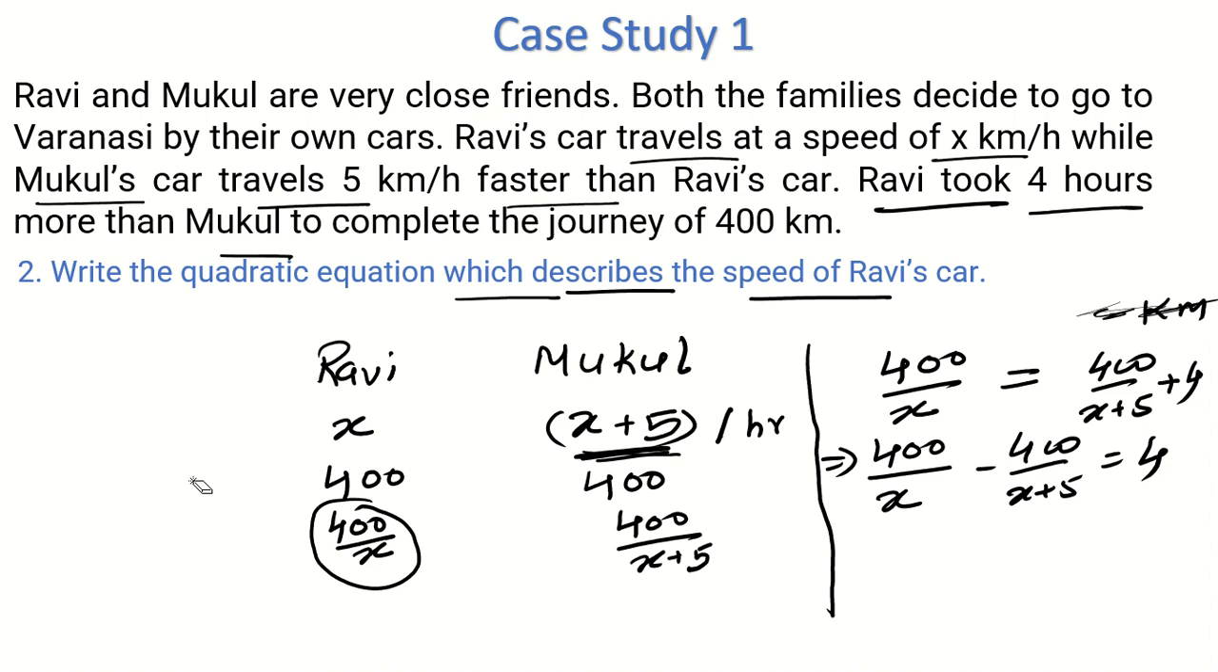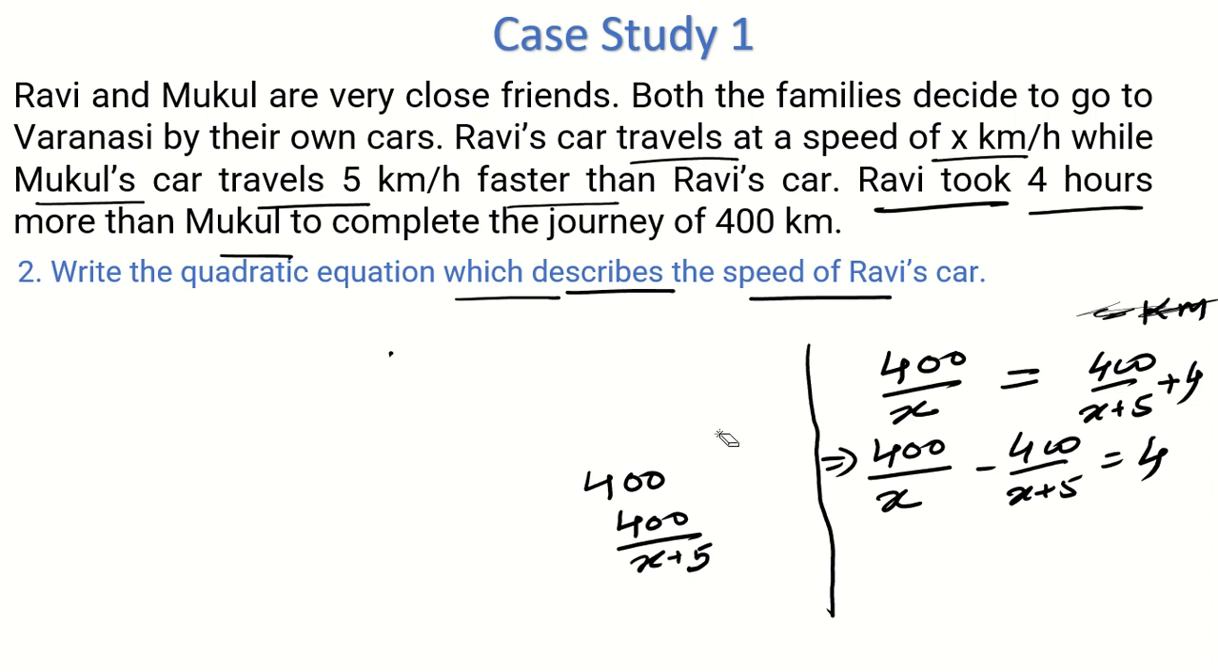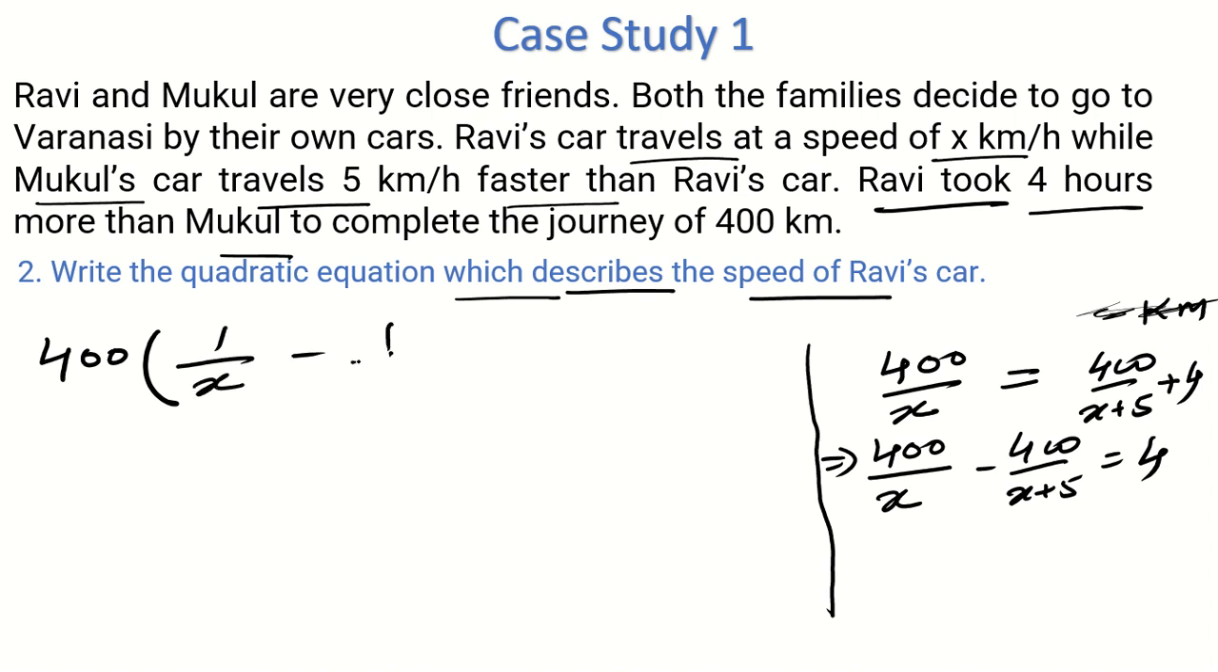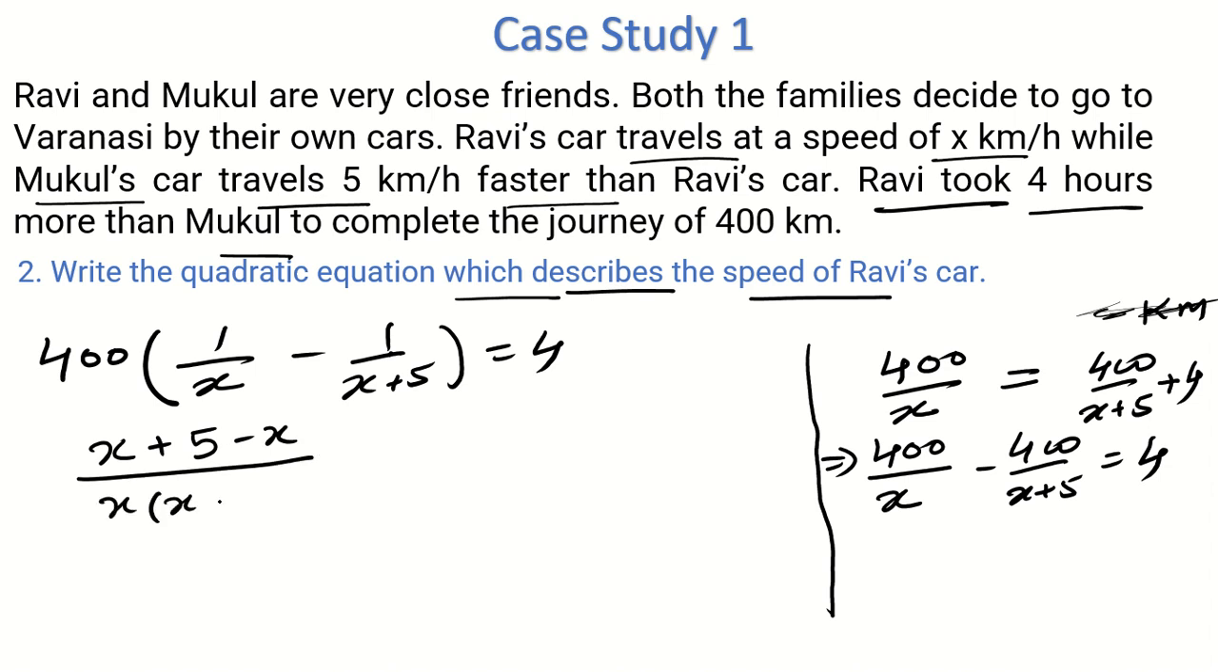I am clearing all these things so that I can write here and it will be easily understandable by you. Now see this: 400 can be taken common, and in the bracket you will get 1 upon x minus 1 upon x plus 5 is equal to 4. By taking the LCM, I am doing it a little in short, it is just a calculation to make the quadratic equation, nothing else: 5 upon x times x plus 5 is equal to 1 upon 100, because 4 upon 400 will be 1 upon 100.